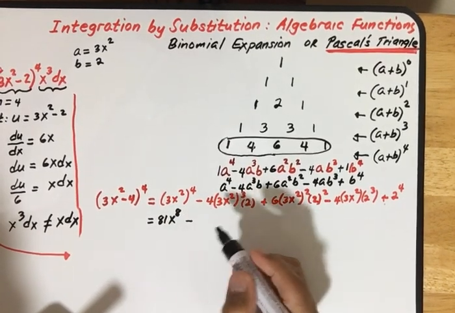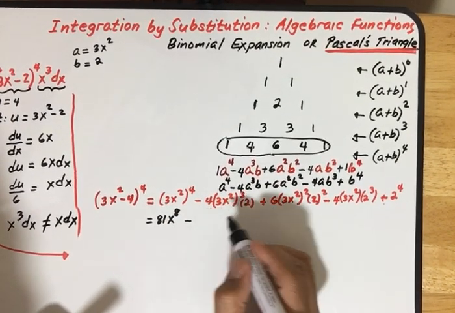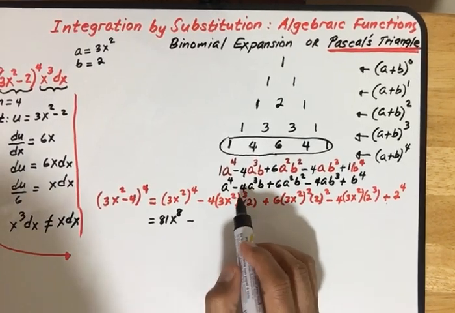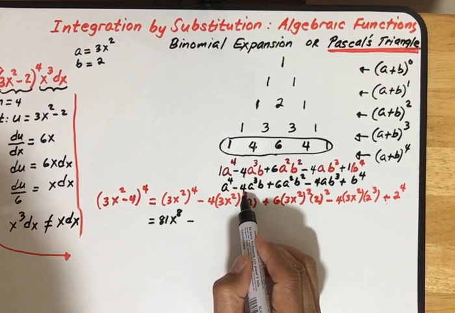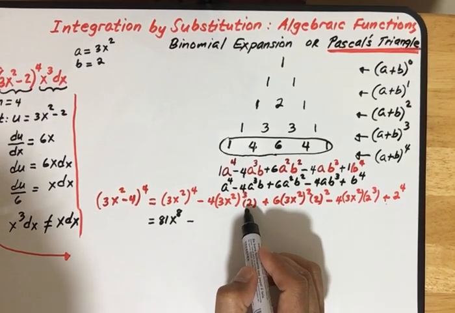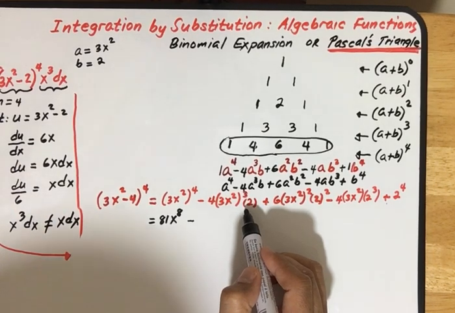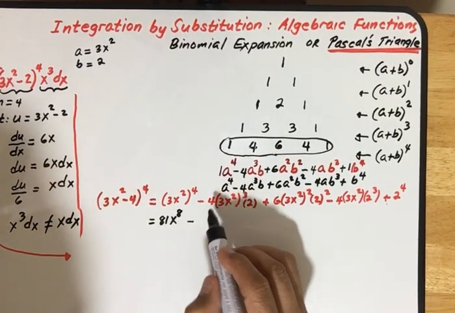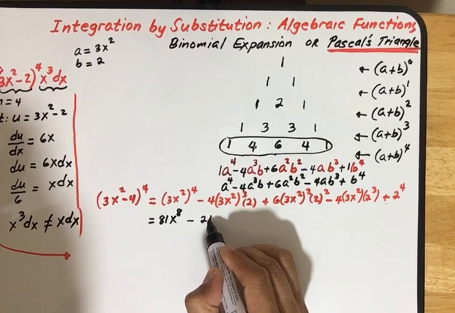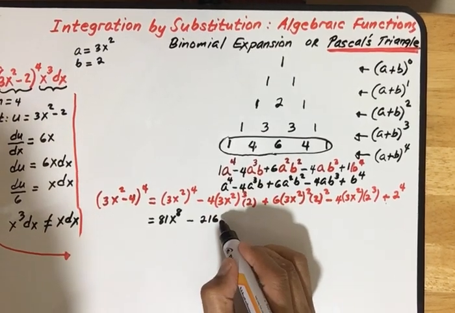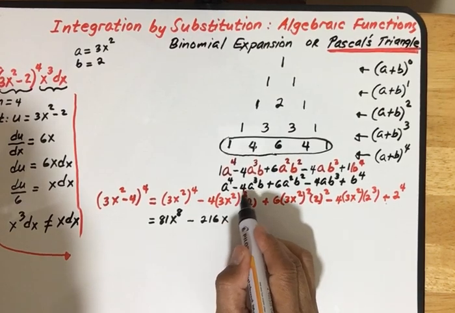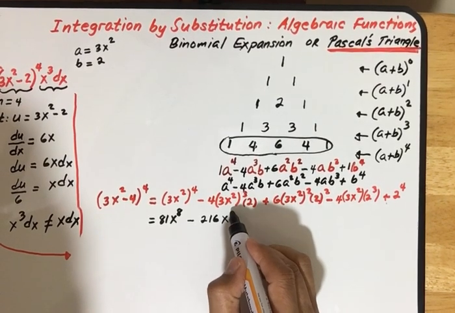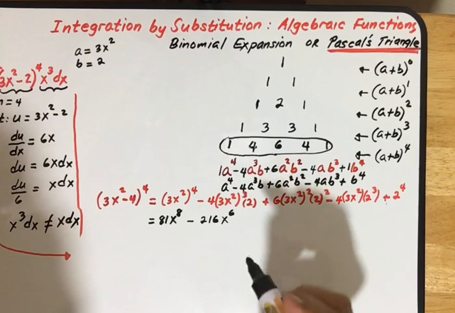Then minus, we have 4 times, we have 3 here, 3 raised to the power 3, 27. 27 times 4, then you have to times 2. So what is the result? So that is equivalent to 216. Then x to the power, you have x squared raised to the power 3, so you just multiply this one, so that is equal to 6, the power is 6.